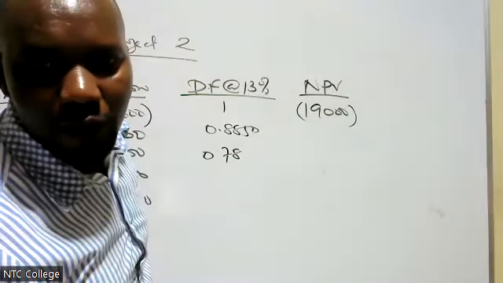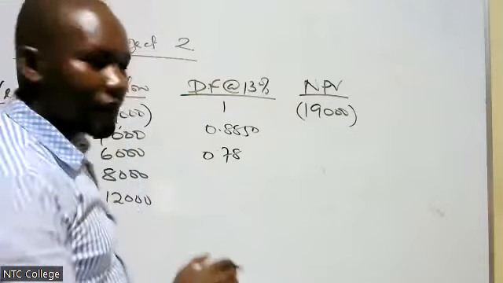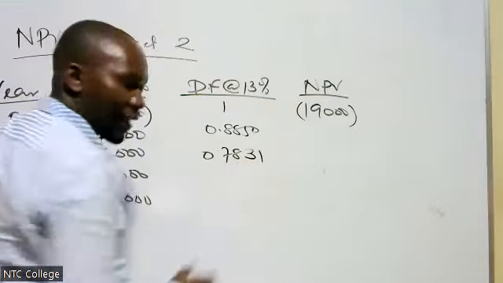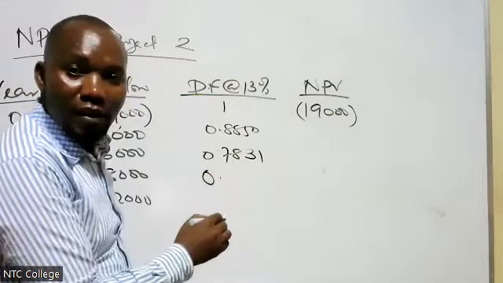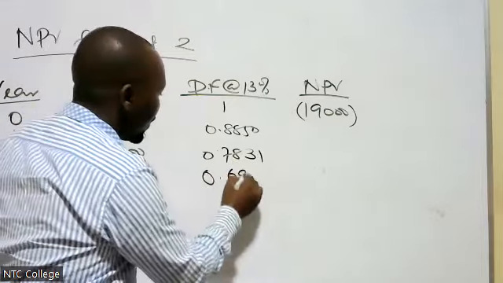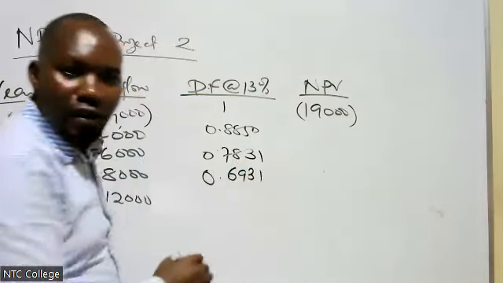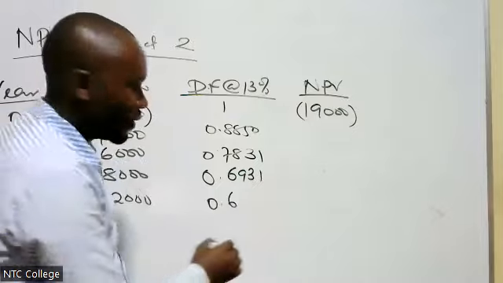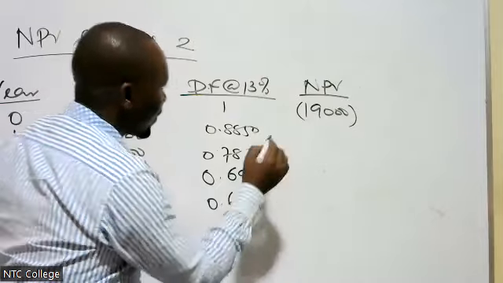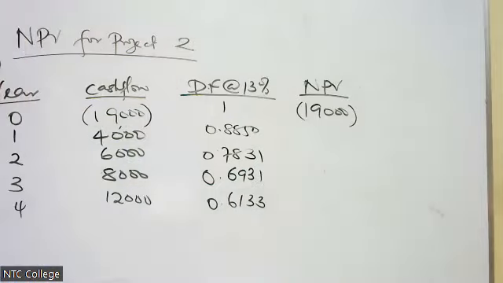Ruth has given me. I like Ruth. She's very fast. Though hapendangi kuongea, lakini she's very fast in giving answers. So we have 6931. Anaongea na kalamu peke yake. 6133.